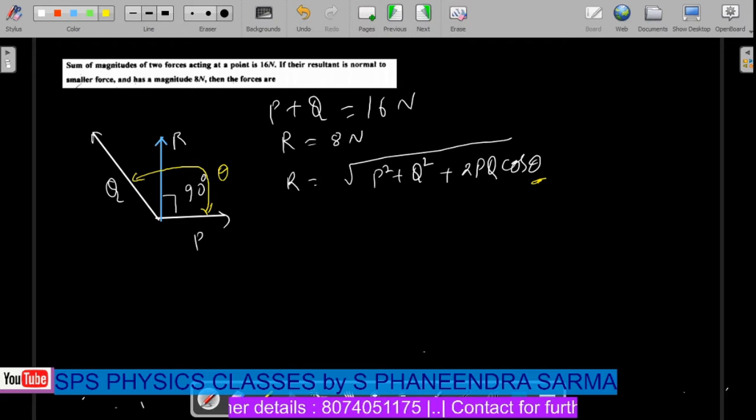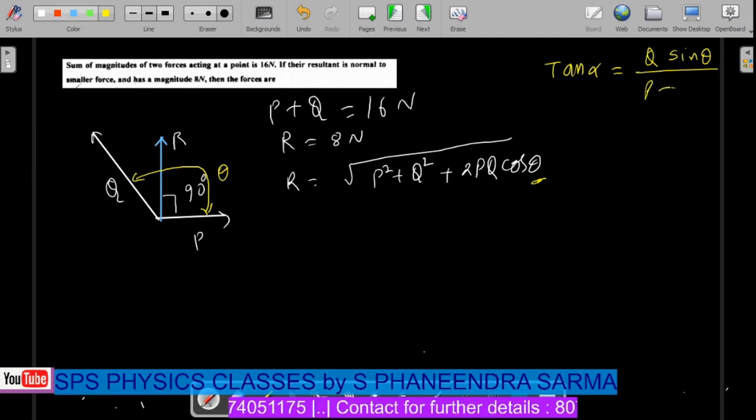To find this theta, a hint is given here, that is 90 degrees. So let us use another formula, that is tan alpha is equal to, we know the formula, Q sine theta by P plus Q cos theta. But how many degrees is alpha given in the problem? Alpha value is 90 degrees given. Therefore, this value is equal to 1 by 0 since alpha is equal to 90 degrees.